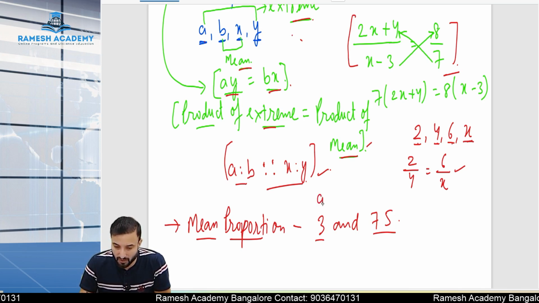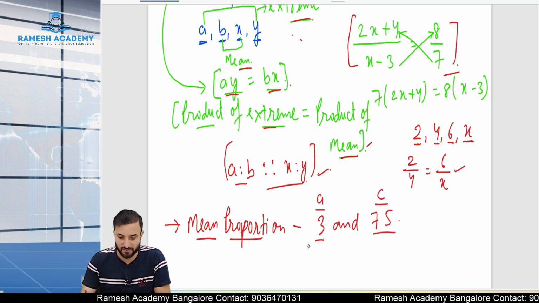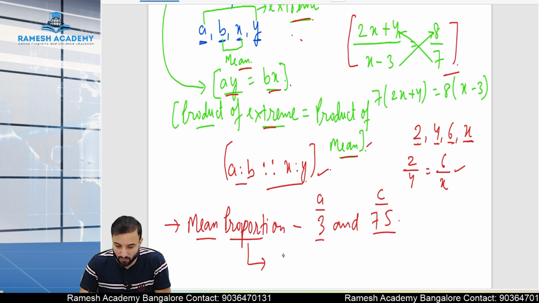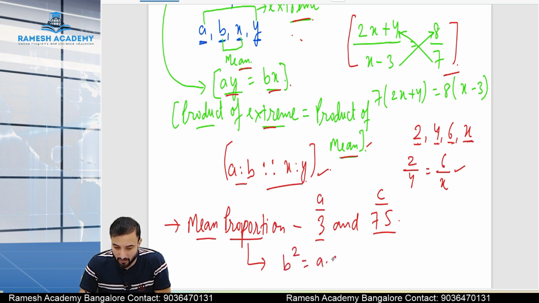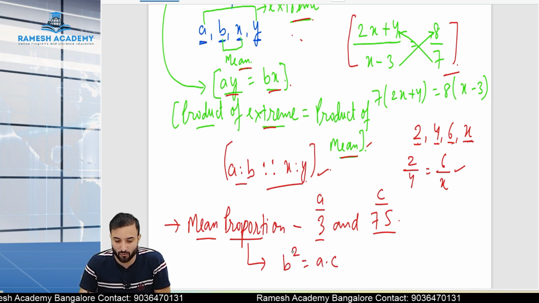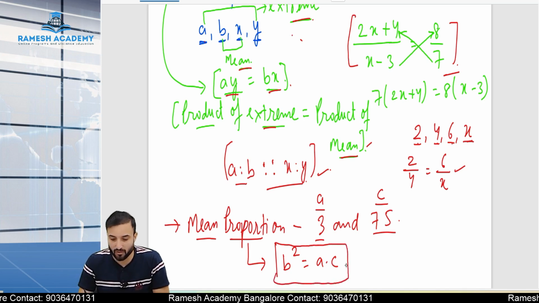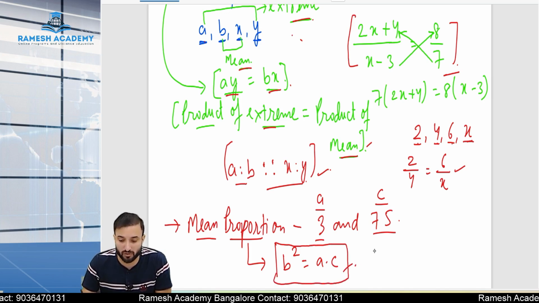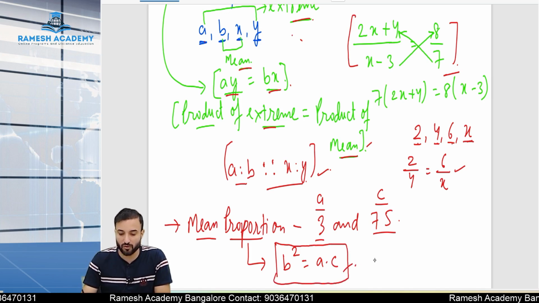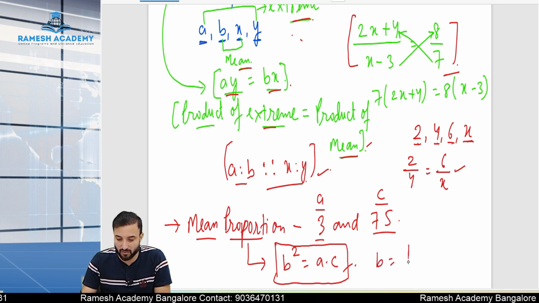So 3 I will take as A and this I will take as C. So guys, the mean proportion formula is B square equals A into C. This is the formula for mean proportion. So what you will do is, you will get B equals what? Yes, square root of A into C.